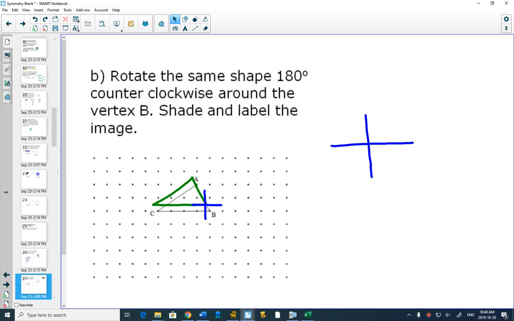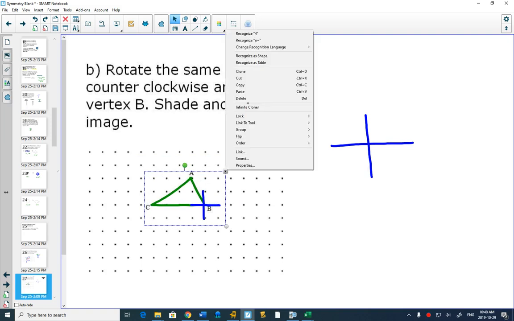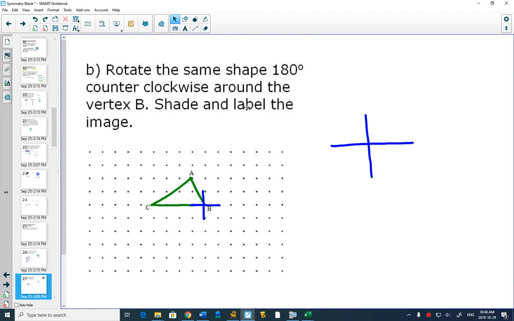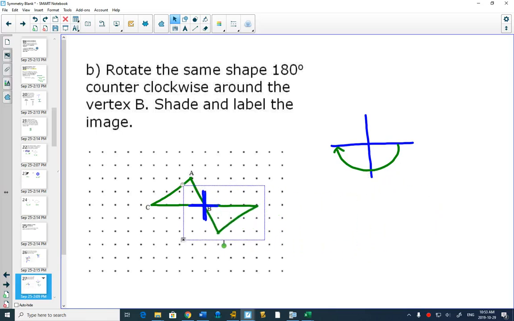So again, we'll take our shape. How do we draw a shape and rotate it? We copy it out over top and draw the crosshairs on the vertex that we want to rotate it. This time, we want to go 180 degrees clockwise. That would look like this. So you take your shape on your paper that you traced and you rotate it 180 degrees clockwise, match your crosshairs back up, and here is your new shape as a result of rotating it 180 degrees.